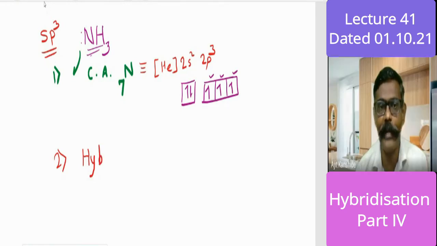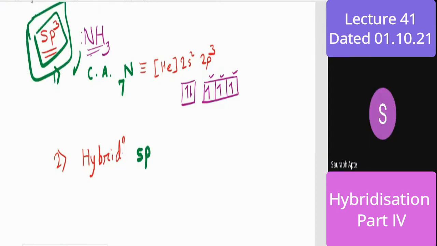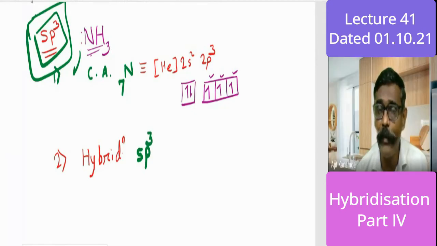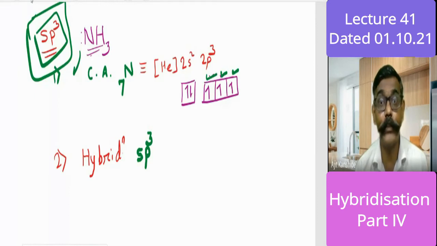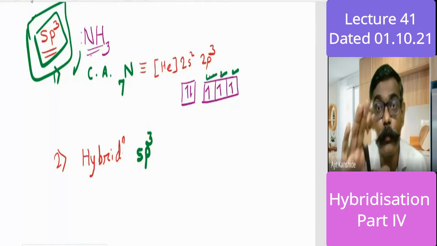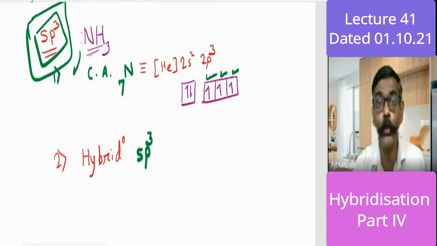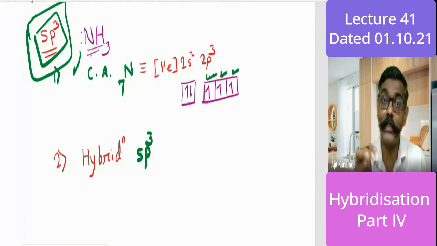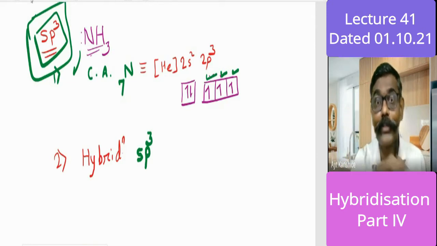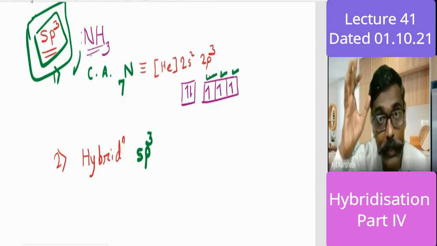Hybridization. Yes, hybridization. Which hybridization will nitrogen undergo? sp2. No. sp3. Yes, sp3 hybridization. Actually, nitrogen needs 3 unpaired electrons, and those 3 unpaired electrons are already there. There is no need of hybridization by general point because 3 hydrogens are there, 3 bonds it has to form, but nitrogen does not do that way. Nitrogen invests time in hybridization. Nitrogen invests energy in hybridization. Nitrogen carries the burden of that lone pair.